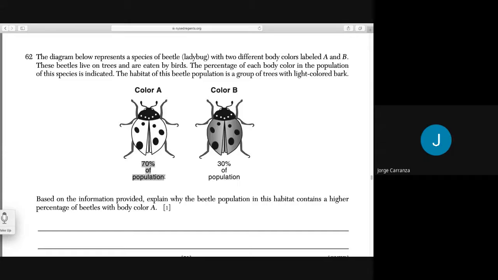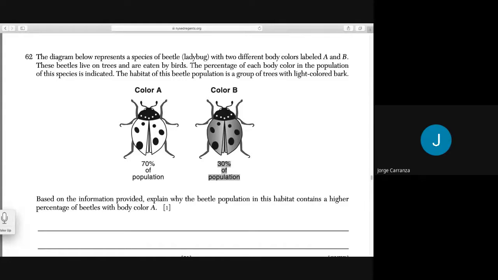So you're going to notice in here that they tell you 70% of the animals in this population have the light color, and 30% of them have the dark color. So same population, 70%, most of them are light, and 30%, the minority, are a little darker.